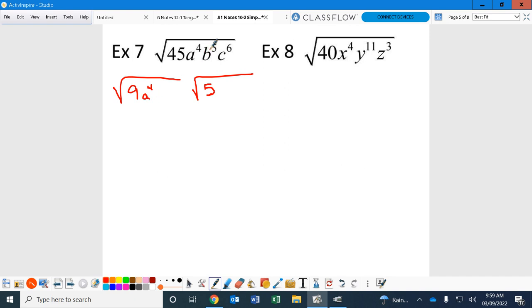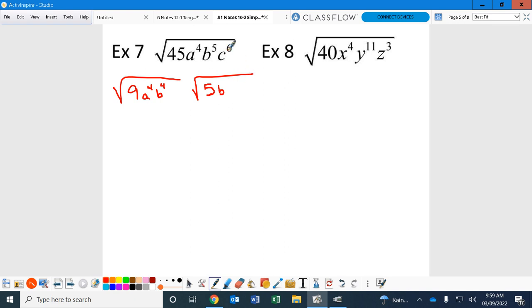If you've got an odd power like b to the 5th, the next lowest number that is even would be what? b to the what? Guys, listen to me. This is odd. 5 is an odd number. We need the next number below it that is even. What's the next number below it that's even? 4. If I need more b's to add up to that 5 that's up here, I've got a 4 here. How many do I need here? Just 1. There you go.